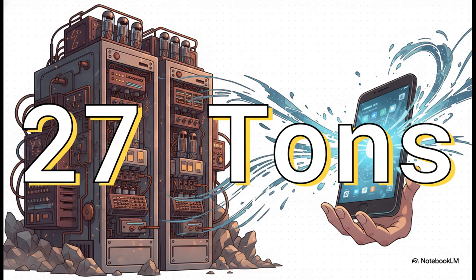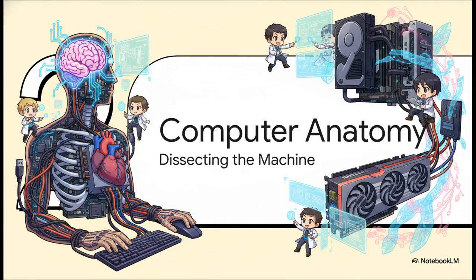And to really give you an idea of the sheer physical scale of that early tech, 27 tons. That is exactly how much the 1945 ENIAC weighed. I mean, it was so incredibly massive, it literally took up an entire building. Today, your smartphone has millions of times more processing power than that giant 27-ton behemoth, and the whole thing fits right in the palm of your hand. Which brings us to Section 2, Anatomy of a Computer.